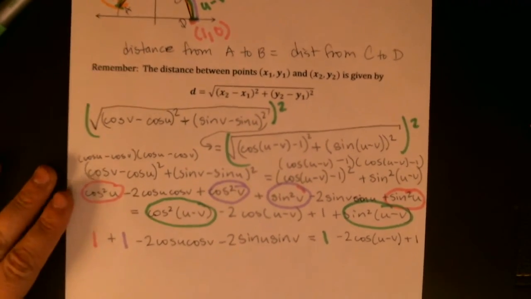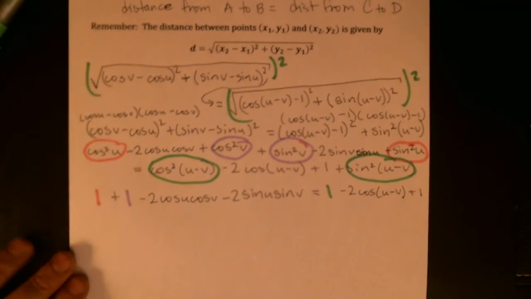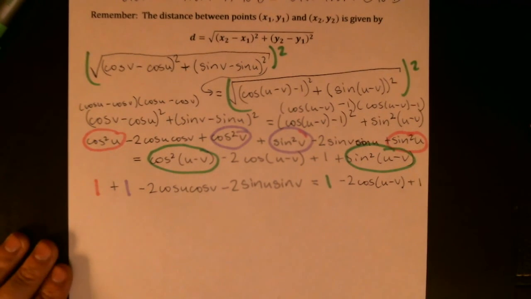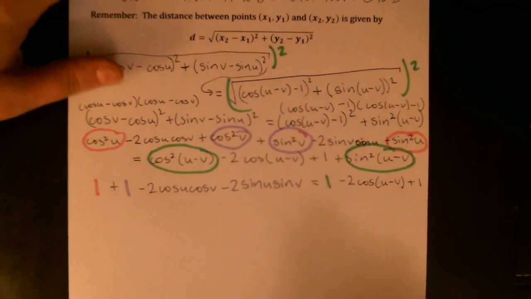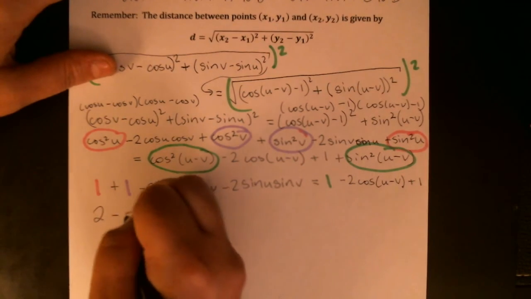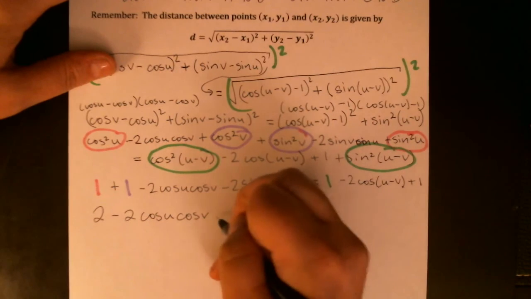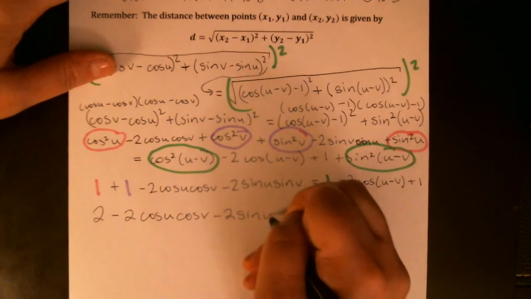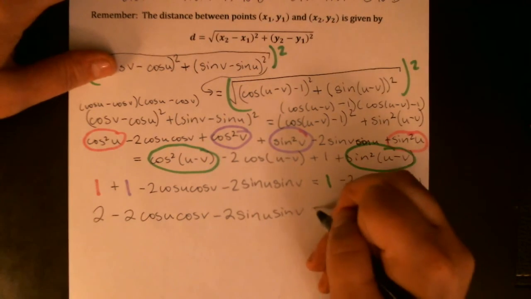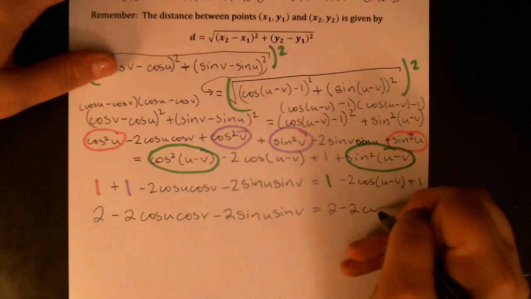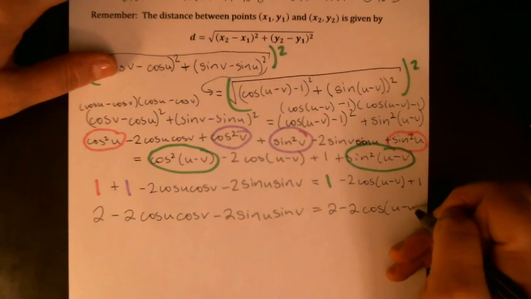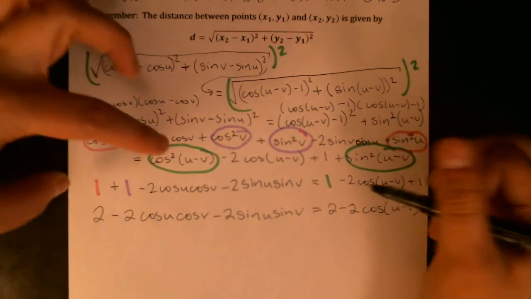Oh, there's all of it except I was off the page. Oh, sorry guys. Okay, so there's that one. So I have 2 minus 2 cosine u cosine v minus 2 sine u sine v equals 2 minus 2 cosine of u minus v. So just combining all the ones.